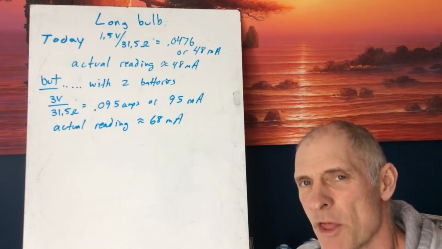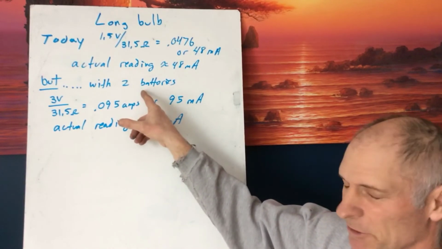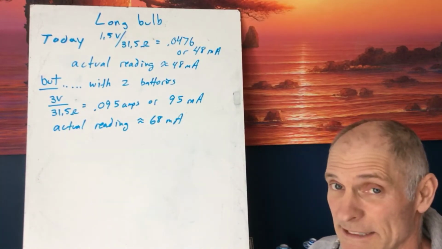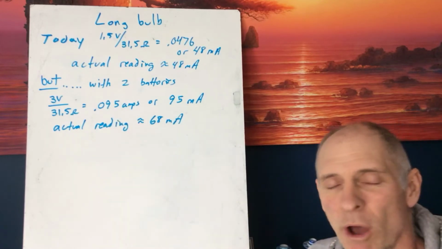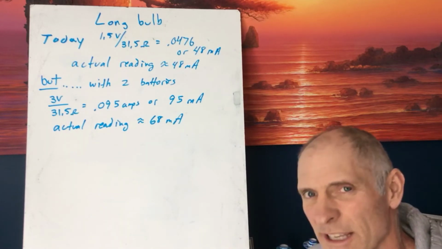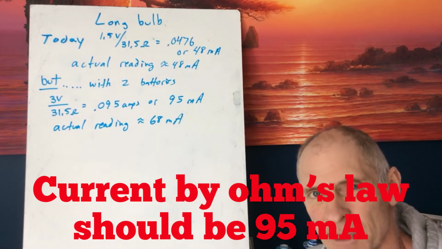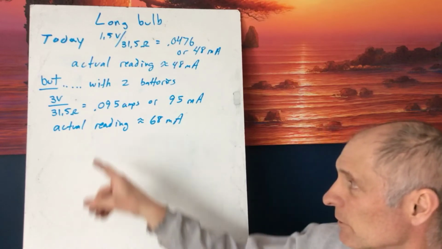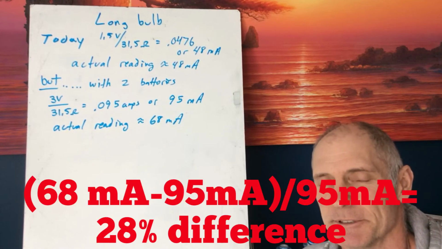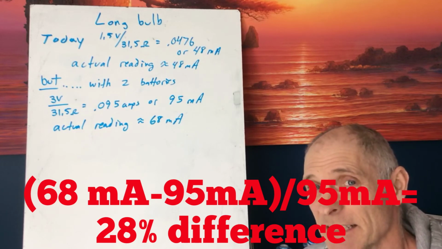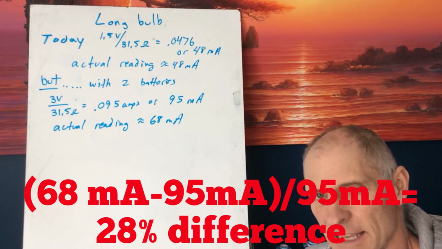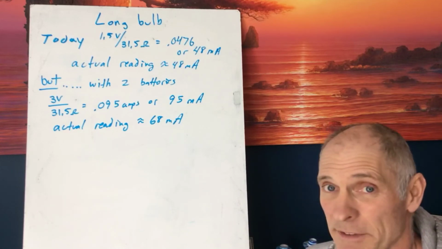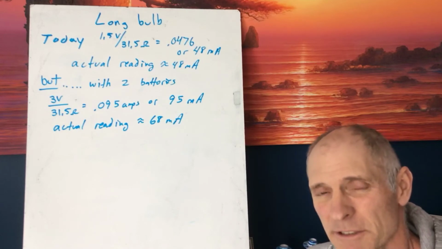But what happens when we add another bulb? Another battery. 3 volts divided by 31.5 ohms, assuming that's the same resistance, and we got 0.095 amps. We should have got right around 95 milliamps just by adding a second battery. But what did we really get? We really got 68 milliamps. Now that's less than 95, but if we take 68 and compare to 95, we know we're going to have a lot less current there because of the extra resistance.